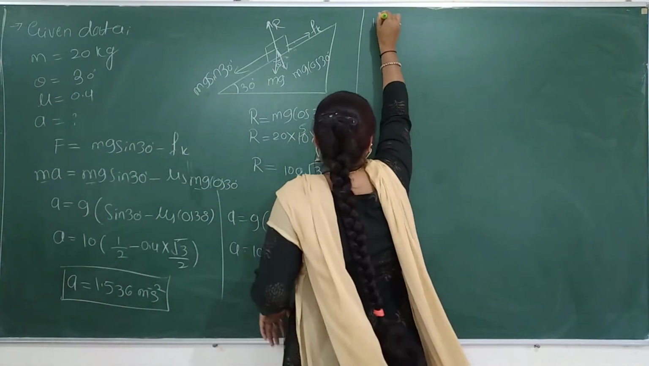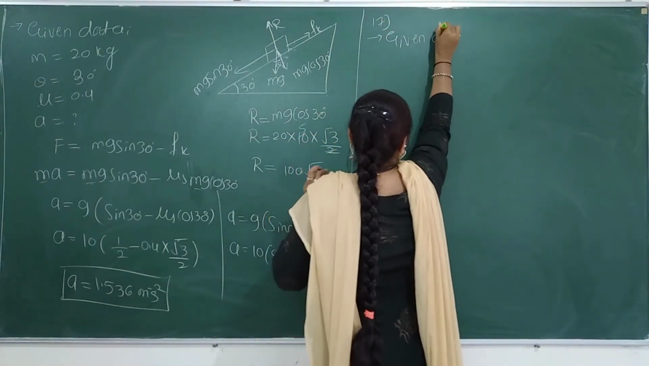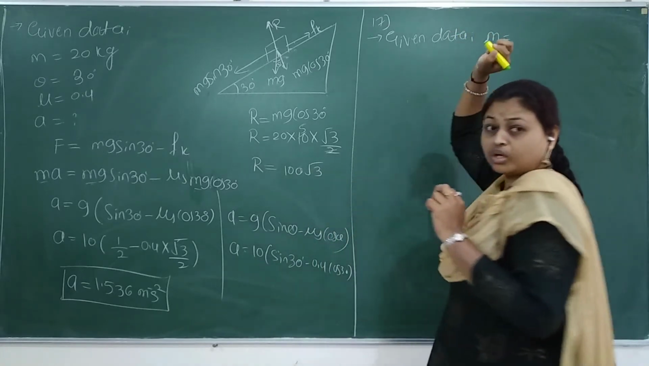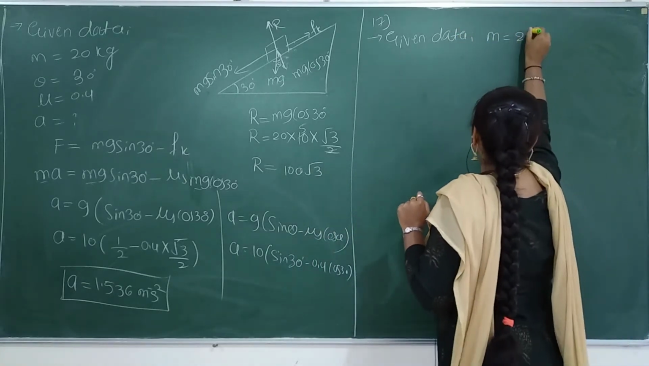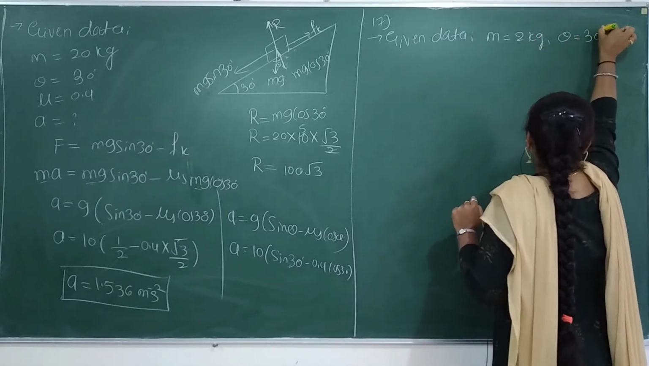Solution for the 17th question. Write the given data first. Please tell me the data here. Mass of the block, how much is it? 2 kg. The inclination angle is given, 30 degrees.